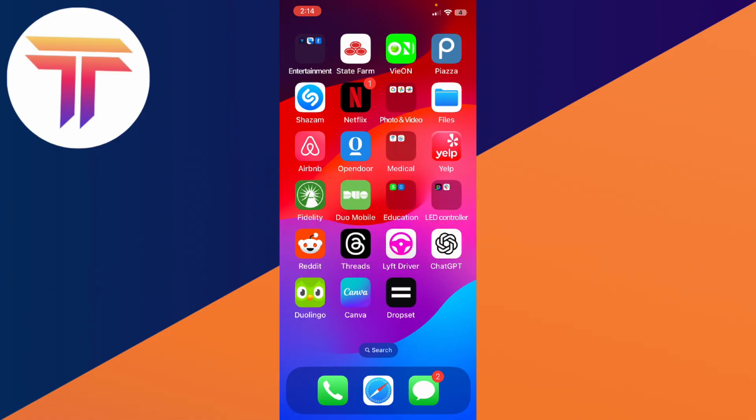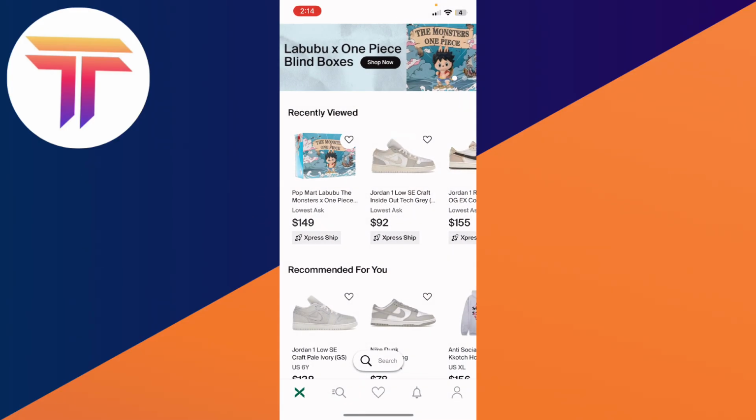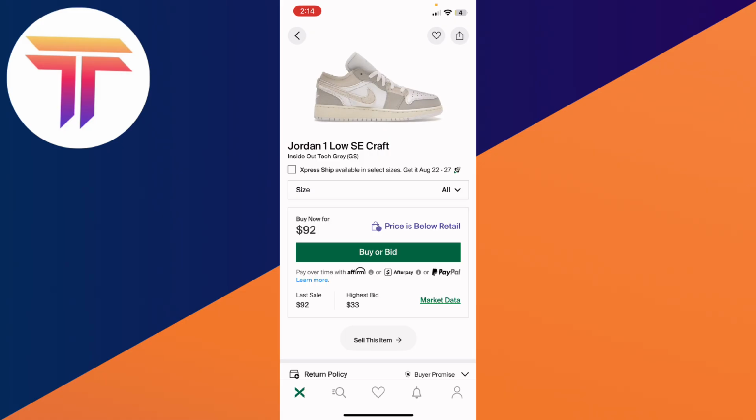So first you want to go to StockX, and then let's say this is the shoe that I want to buy. Currently it is set to $92. You can always place a bid on it. So the highest bid so far is $33, but it doesn't really say much about it.